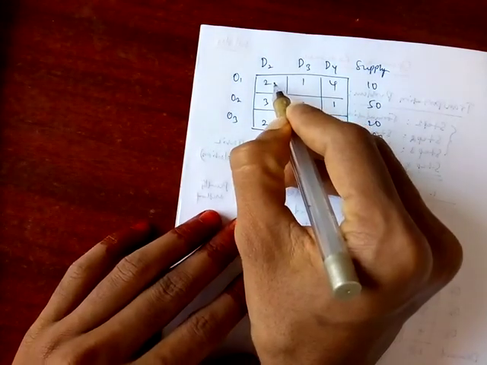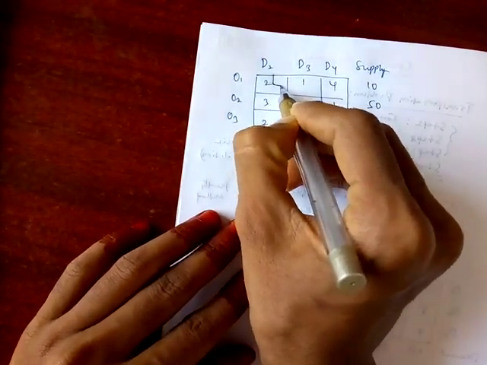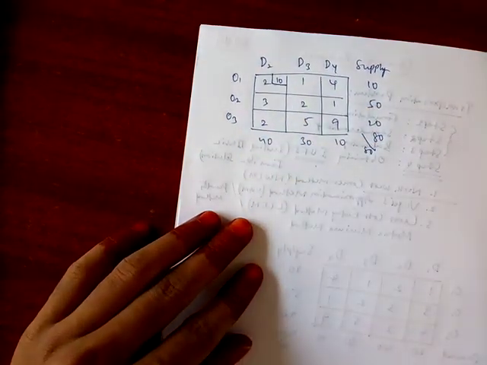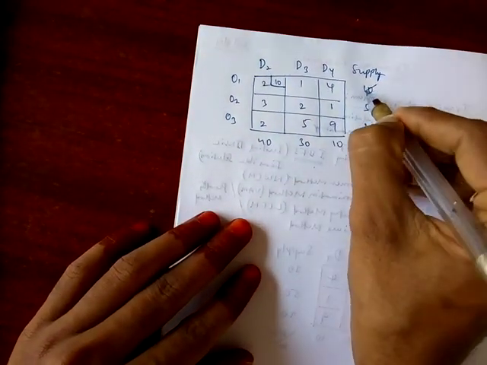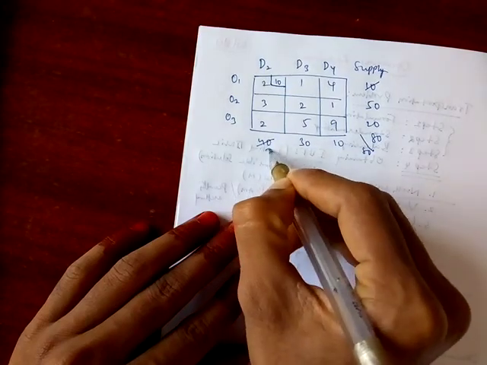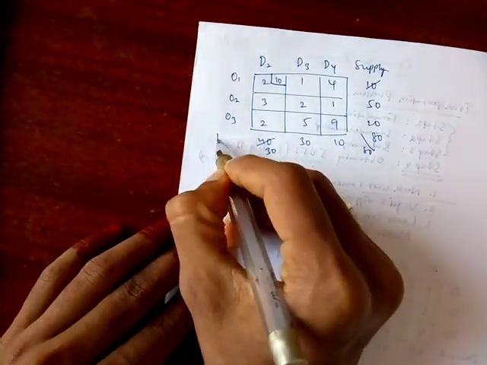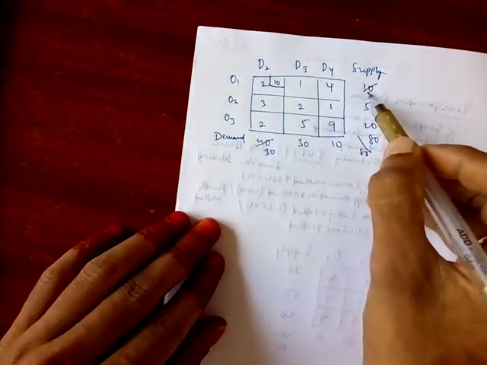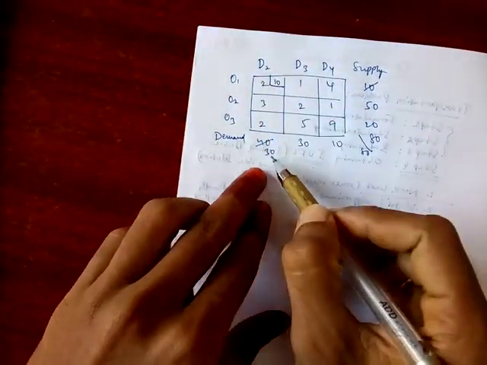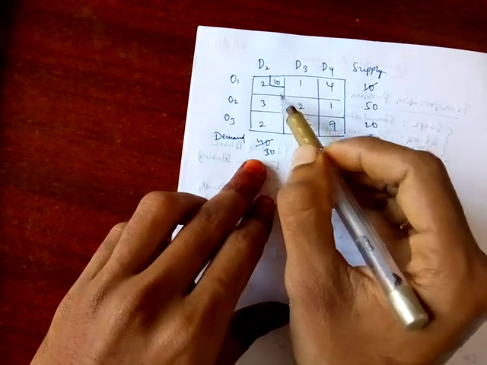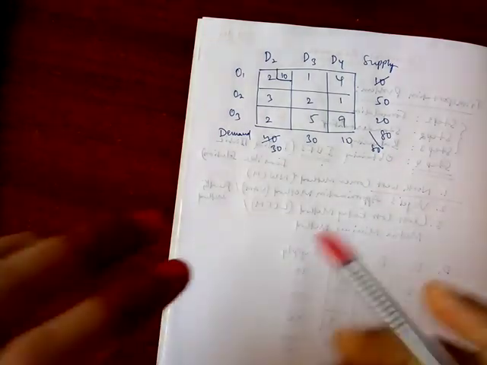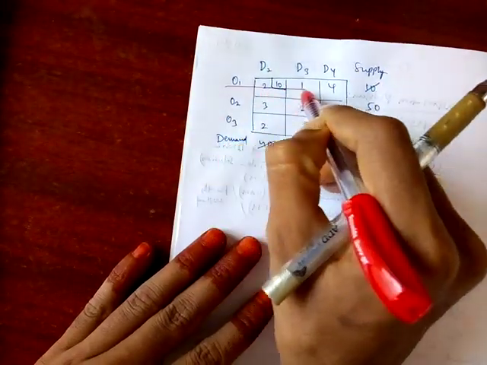Now this is the northwest corner. How many products can be allotted here? 10. Here 10 will be cancelled, and 30 will remain. This is the demand, this is the supply. It is supplying only 10 but demanding 40. So 10 can be allotted here, and the remaining 30 can be allotted in the next iteration. Now this can be cancelled.